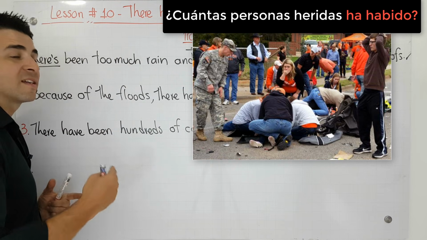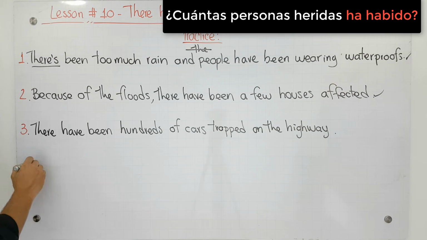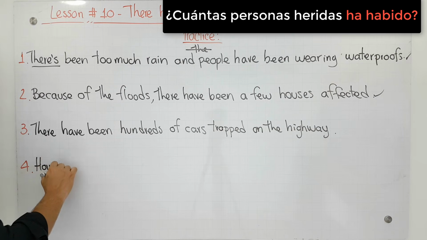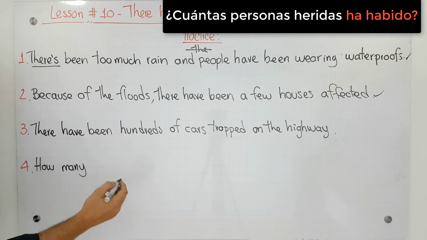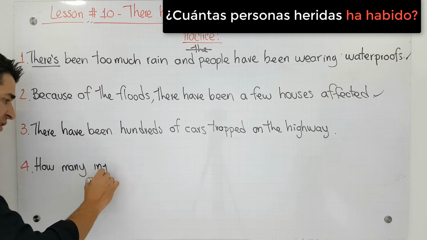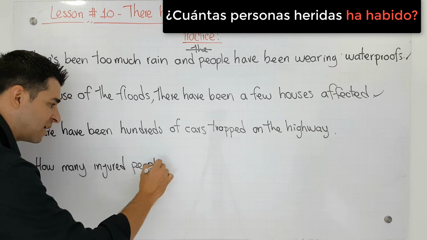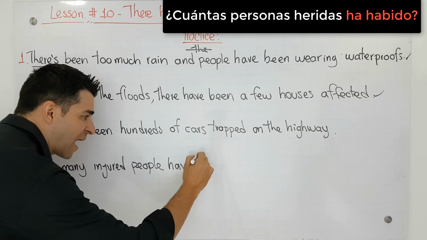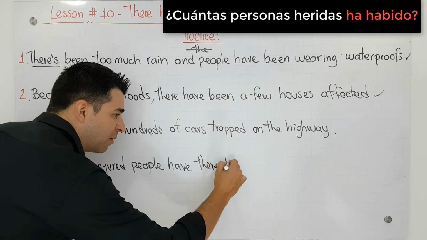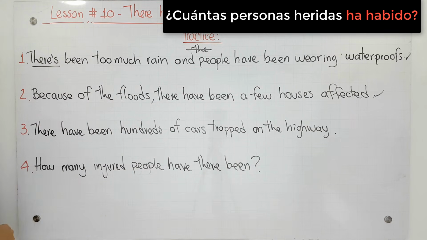¿Cuántas personas heridas ha habido? Mire que también podríamos combinar un poco con esas WH questions. Entonces, ¿cómo sería cuántas? We're talking about how many. Pero ¿cuántas qué? Personas heridas. Entonces, ¿cómo sería? Injured. This is the adjective. Injured people. ¿Cuántas personas heridas? How many injured people have what? Have there been? Mire qué fácil es esta pregunta y ya ustedes podrían dar el resultado.